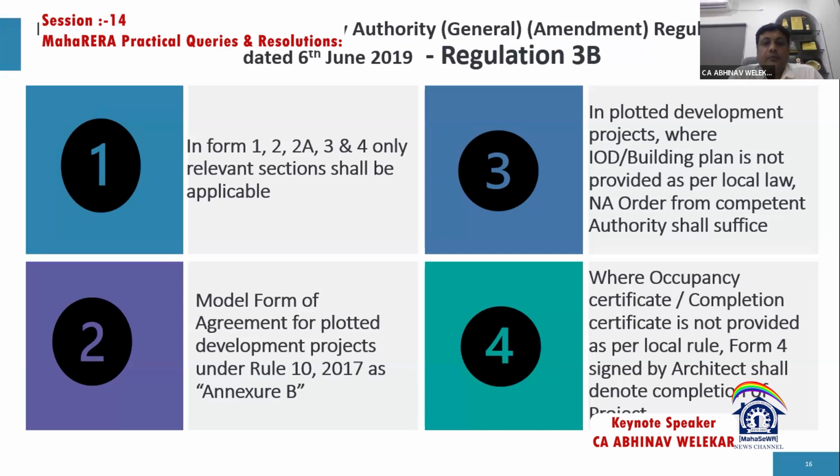And what will be termed as the occupation or completion certificate? Under this regulation, it was said that if under the local laws there isn't any provision for completion of the project for plottable projects, then in such cases the architect can issue form 4 and certify that the project is complete, but only where the local laws don't have this system of issuing a completion certificate. So all these changes were brought in on 6th of June 2019 by the regulation.